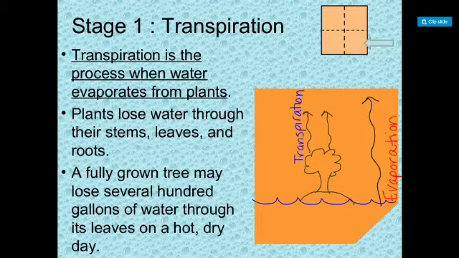Stage 1 also includes transpiration in addition to evaporation. Transpiration is exclusively associated with the plants, and it is the process when the water evaporates from the plants. So the plants lose water through their stems, leaves, and roots. A fully grown tree may lose several hundred gallons of water through its leaves on a hot, dry day.